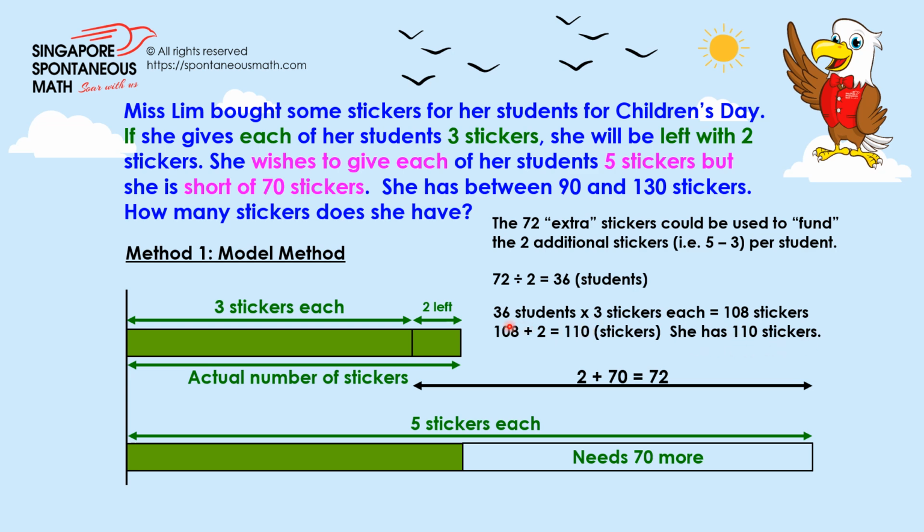Or we can take 36 students times 5 stickers each minus 70, because this is what she does not have. So that would also give us 110 stickers.